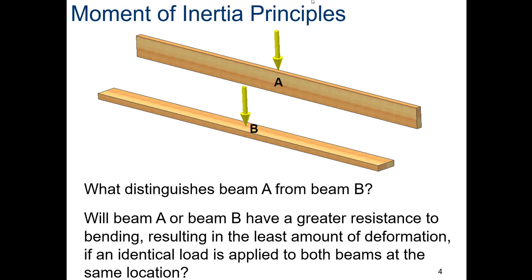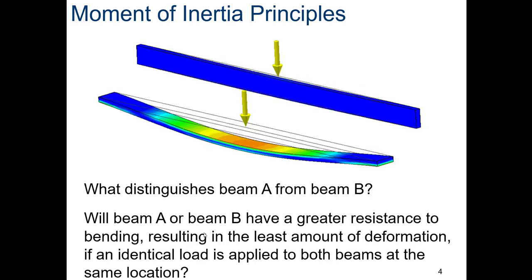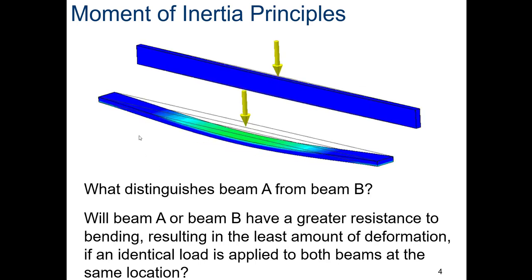The yellow arrow just represents the fact that something is pushing down on it there. Okay, so if something pushes down on this one here, how much will it bend? Right? Or how much will it resist bending? And if something pushes down on this one here, then how much will it resist bending? And this is basically what it would look like.